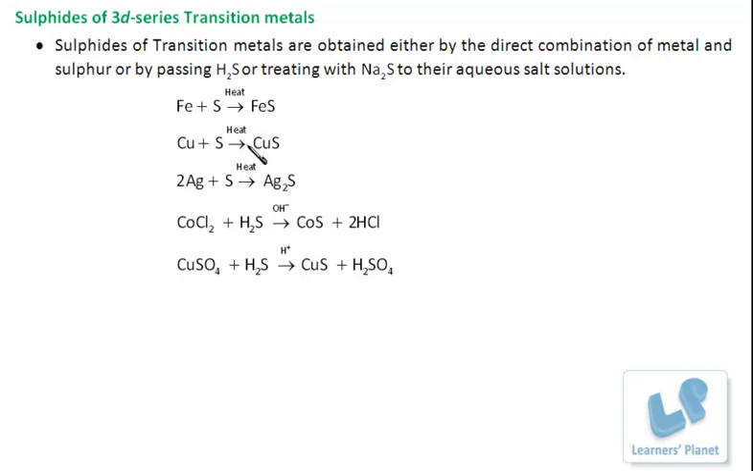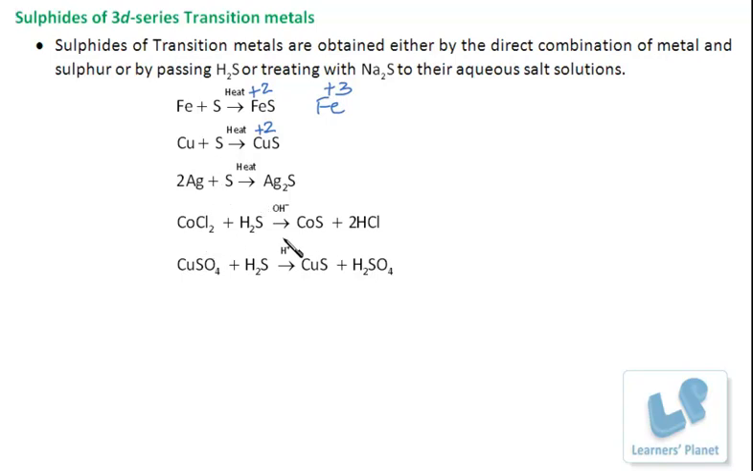Sulfide of copper. What is it? It will be cuprous sulfide or cupric sulfide. It will be cupric sulfide because the oxidation state is +2 here. This will be ferrous sulfide because the oxidation state of iron here is +2, and the higher oxidation state of iron is +3. Likewise, silver sulfide can be obtained by heating silver with sulfur again.